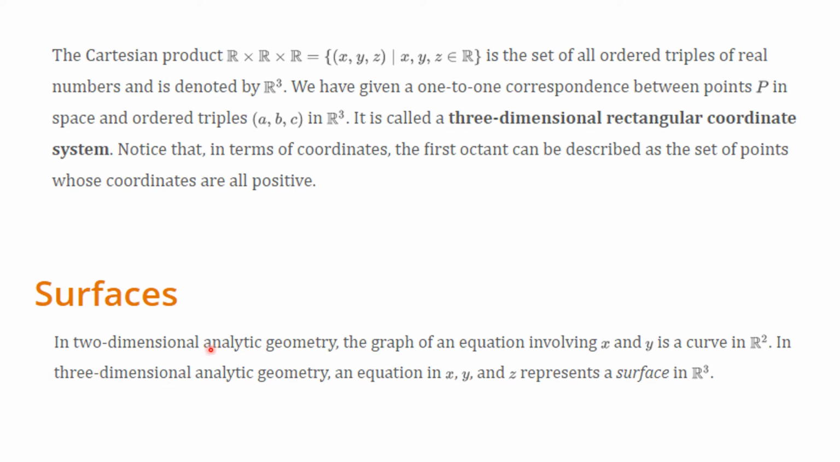In two-dimensional analytic geometry, the graph of an equation involving x and y is a curve in R2, two-dimensional space. In three-dimensional analytic geometry, an equation involving x, y, and z represents what we call a surface in R cubed.